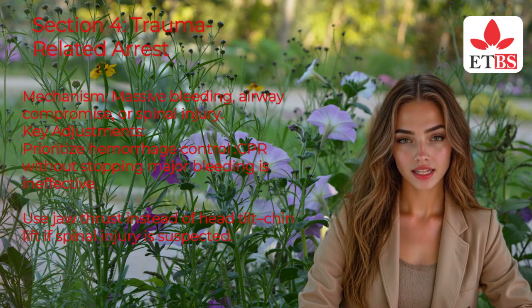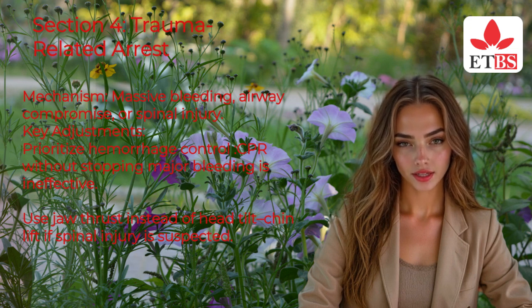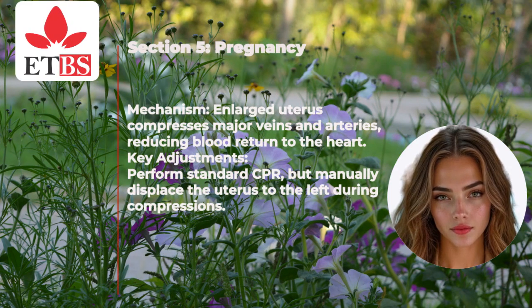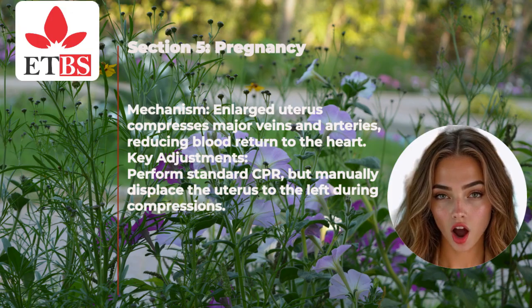Use jaw thrust instead of head tilt chin lift if spinal injury is suspected. In multi-trauma victims, airway and bleeding take priority before compressions. Diagram suggestion. ABC sequence modification in trauma. Catastrophic bleeding arrow, airway arrow, breathing arrow, circulation. Section 5. Pregnancy. Mechanism. Enlarged uterus compresses major veins and arteries, reducing blood return to the heart.